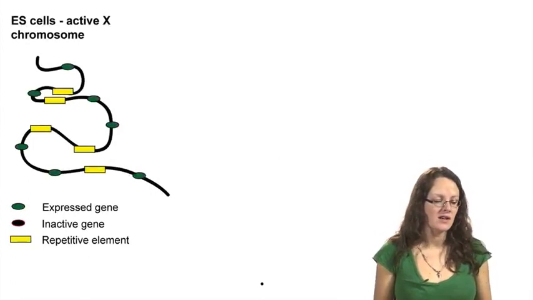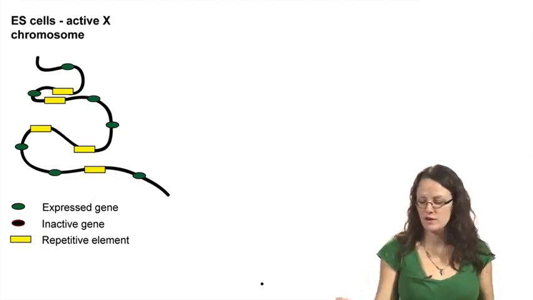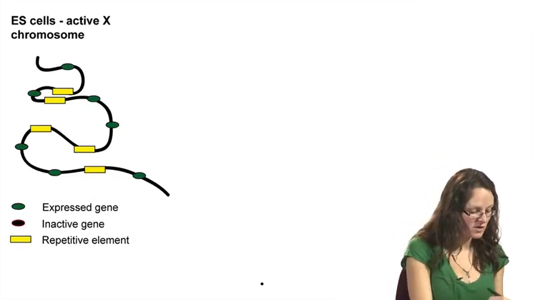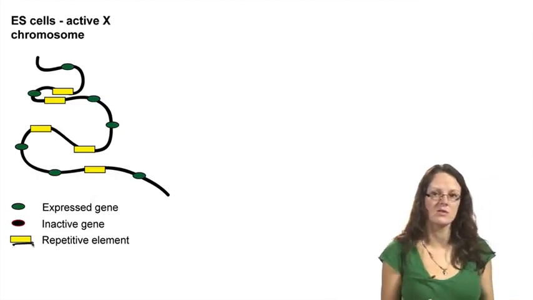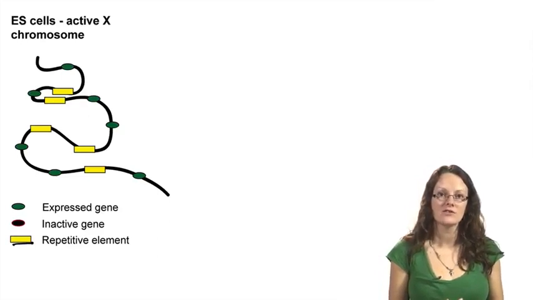So pictured here is an X chromosome as it might exist in an embryonic stem cell, fairly open because it's being expressed. Shown on it in yellow are the repetitive elements. So that would be, for example, the intracisternal A particles or the LINE-1 elements, these repeats that are found spread throughout the genome. Whereas in green are the genes that are currently being expressed because it's an active X chromosome at this point.